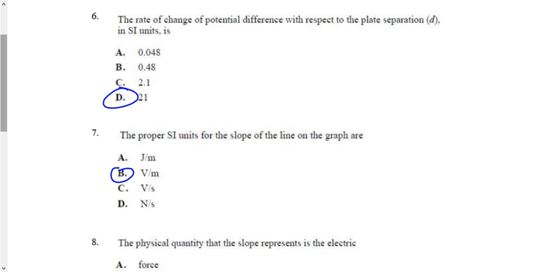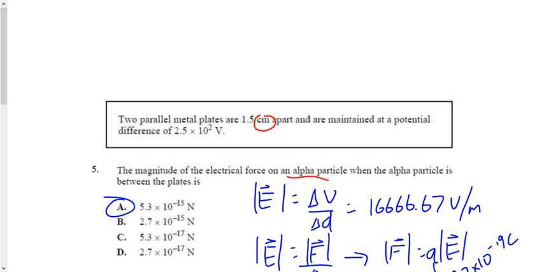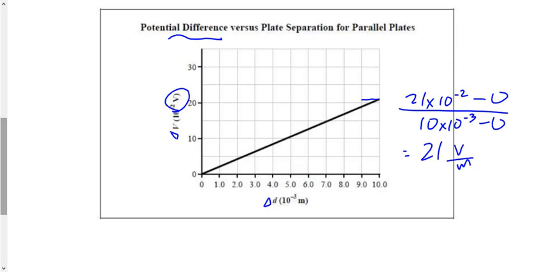Number 8. I like this one. First time you've had to do this yourself, I think. The physical quantity that the slope represents. Okay, we go through that process that we've gone through in a couple labs now. We say y is equal to mx plus b because it's a straight line graph, right? The y-axis is delta V. M is the slope. The x-axis is delta d.